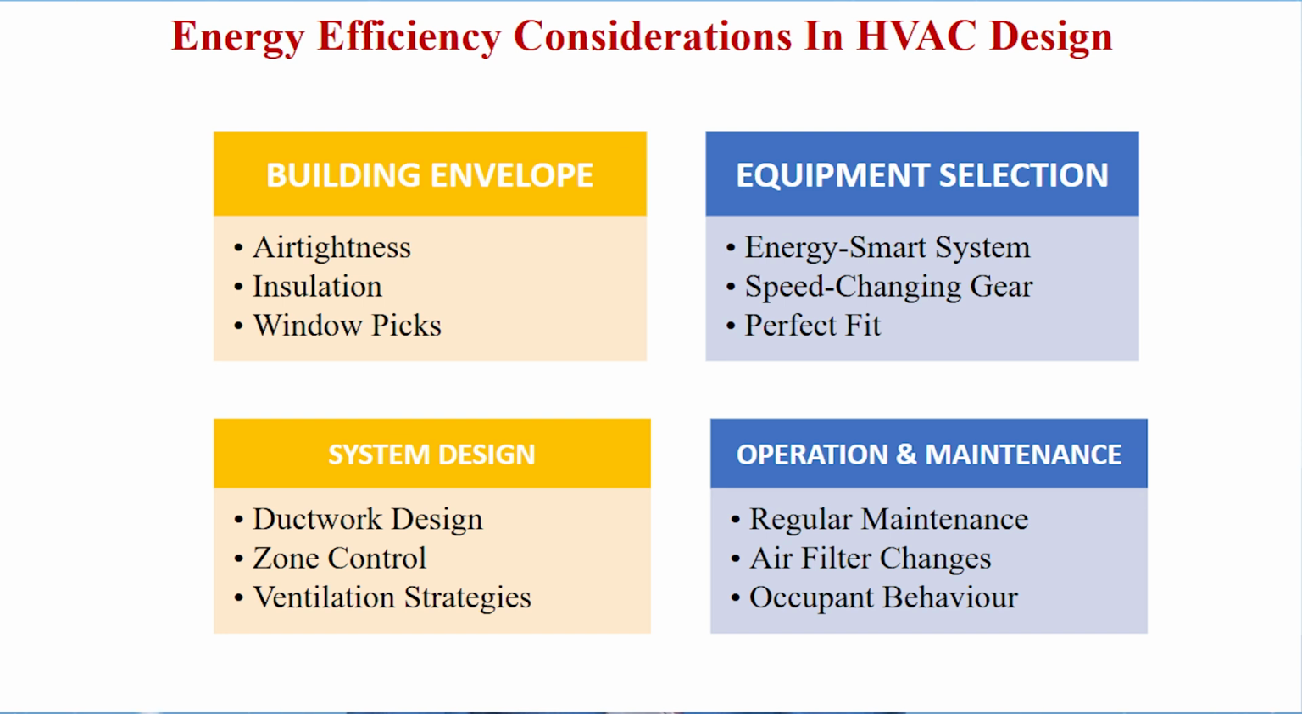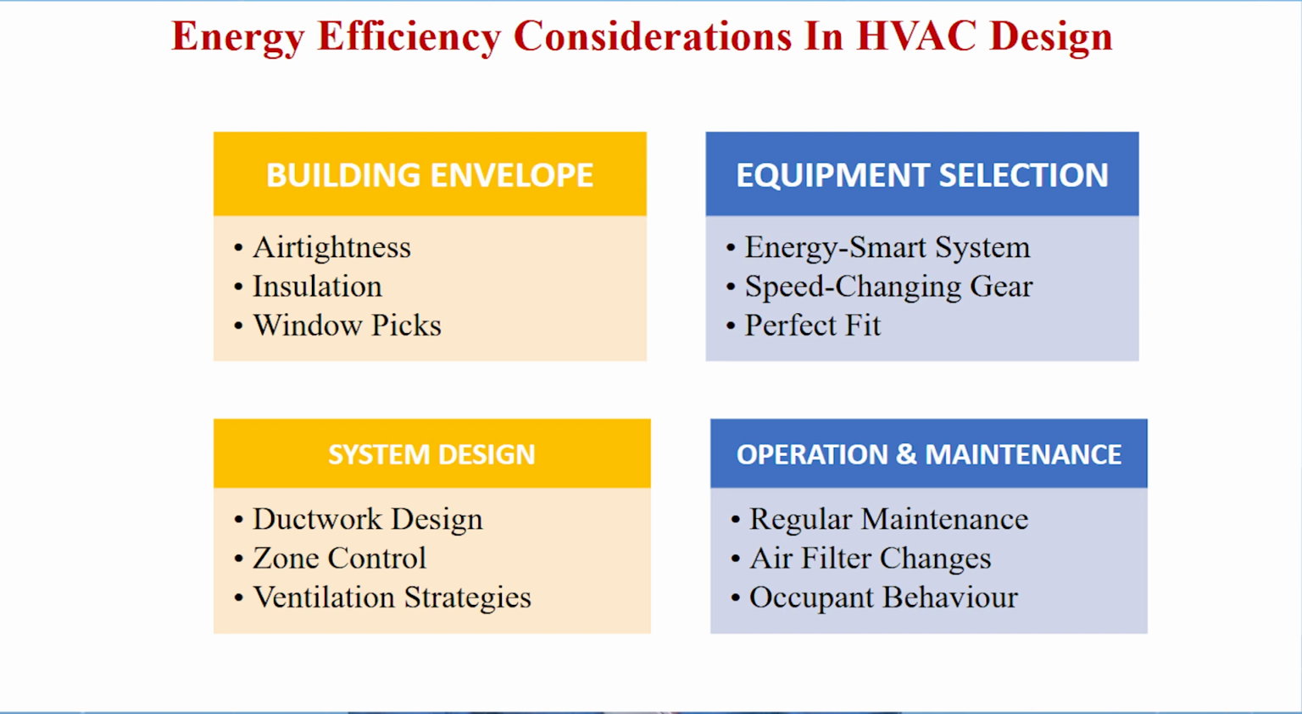Pick furnaces, boilers, heat pumps and AC units with top AFUE or SEER scores. Next point is speed changing gear. Fans and compressors with speed changing motors tailor their pace to match need, cutting power use versus fixed speed setups. Perfect fit: too big equipment flicks on and off more often, wasting time and energy. Go for the system that matches your building's exact need.